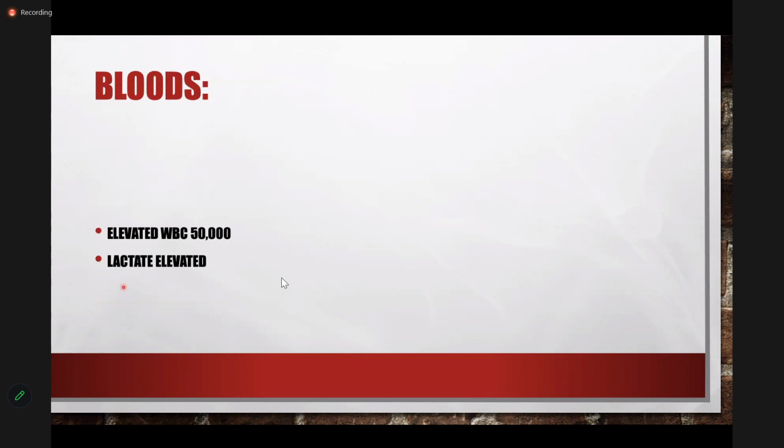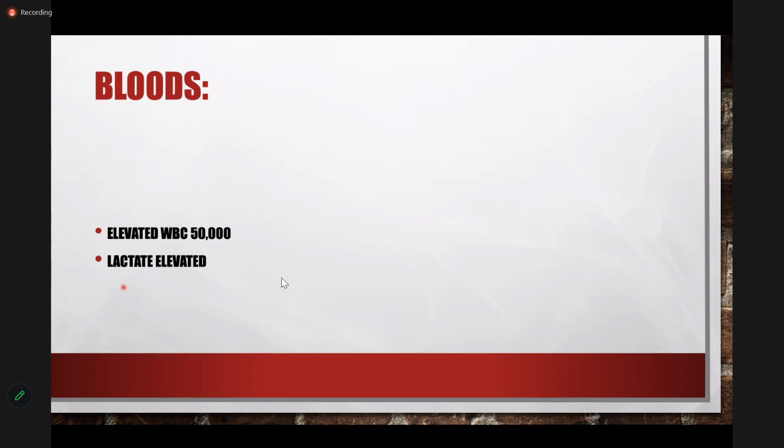So we did bloods. Everything is normal except for the white blood cell, which is 50,000. The normal white blood cell count is up to 17,000, so it's 3 times the value. That's abnormal. Also the lactate is elevated. If lactate is elevated, it suggests two things: the cat is hypoxic or the cat is septic. There's an infection.